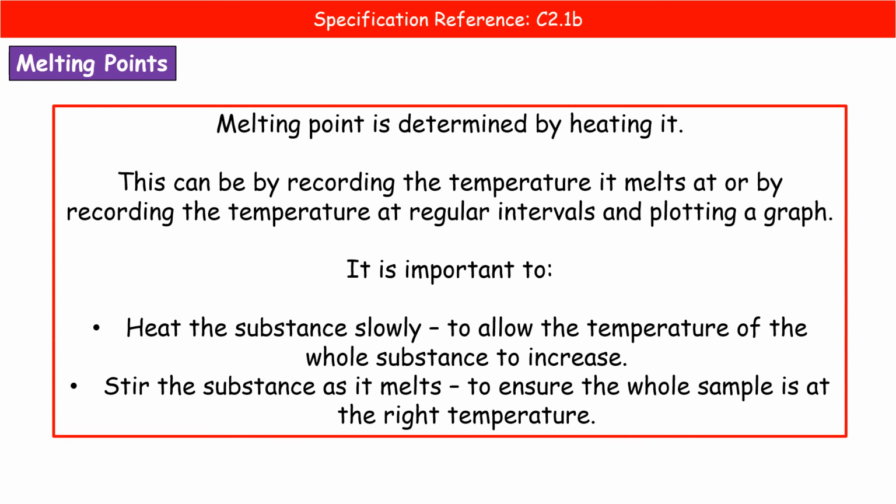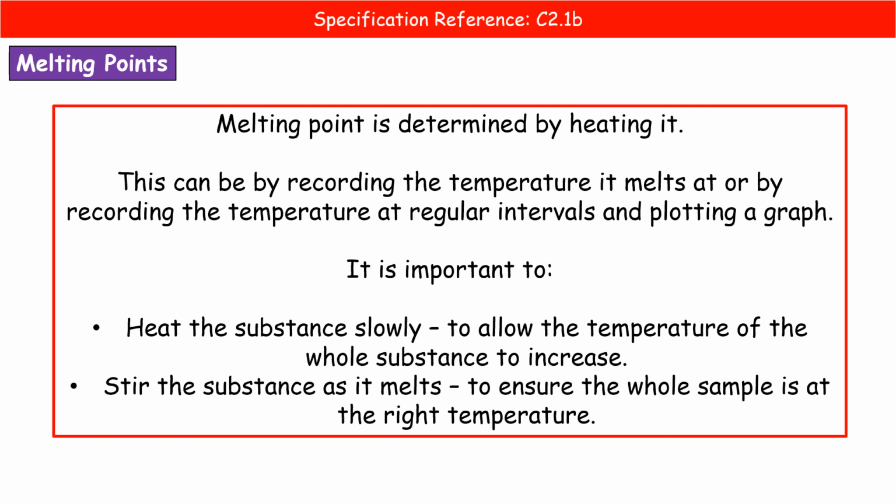To carry out the experiment then, seems a bit obvious. If we want to test the melting point, we're going to heat something up. So you heat it up and you record the temperature when it melts. There are a couple of points to note here. First, you need to heat the substance slowly. That's because we need to allow the temperature of the whole substance to increase. Otherwise, you're going to have a very hot bit in one region, but a cooler bit in another, depending on the size of the substance, of course.